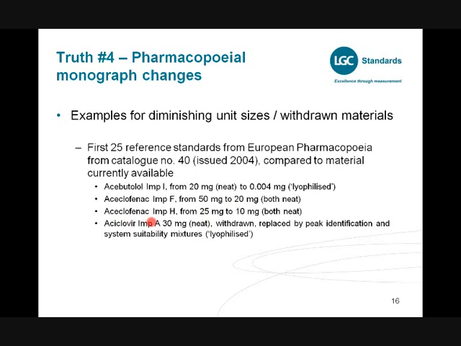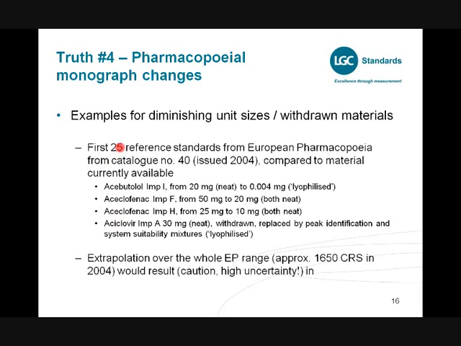And aciclovir impurity A was available in 2004 as a neat material with a unit size of 30 milligrams. That one was completely withdrawn and was replaced by peak identification and system suitability mixtures. So in such a case, if you would have written into your dossier that you want to use this special impurity from the European Pharmacopoeia, and then it is not available anymore, that is a situation you do not want to find yourself in.